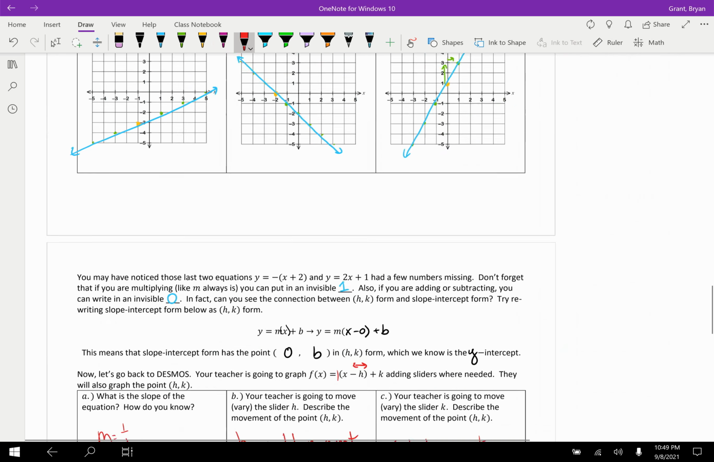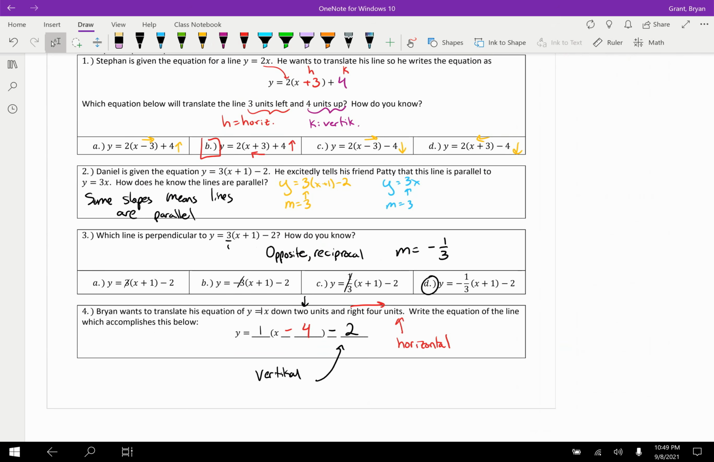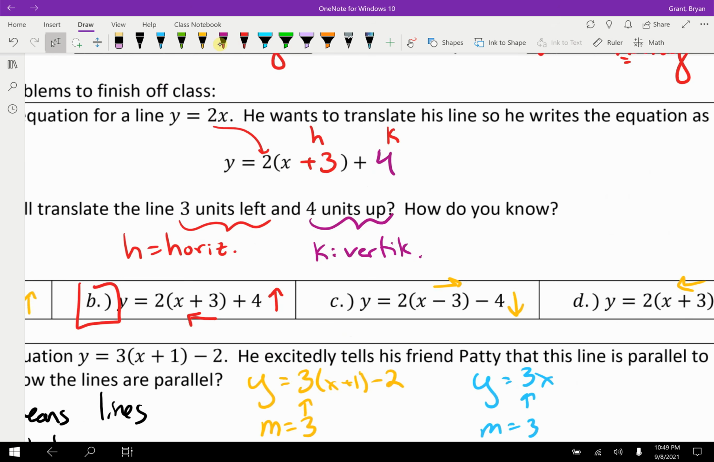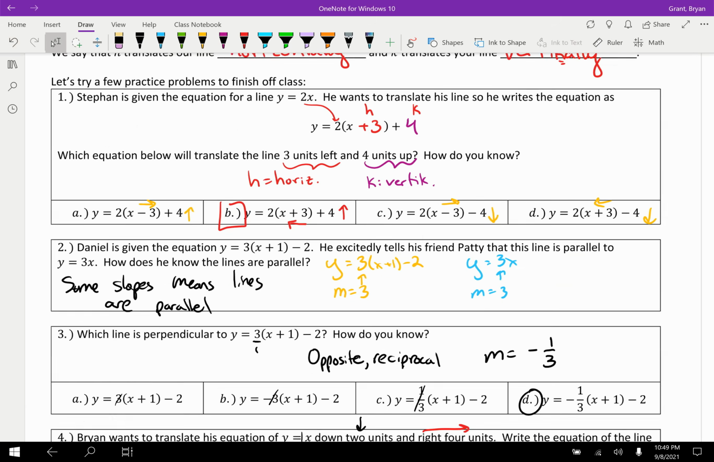The second thing you need to connect is that HK form is really a clever way to move lines. If you have a line like y equals 2x and you want to move it left and right, you need to give it an h value. If you have y equals 2x and you want to move it up and down, you give it a k value. If you want to move it both left, right, and up, down, you need both an h and a k. We're going to do a lot more with translating next semester, but it's always nice to see this early on.